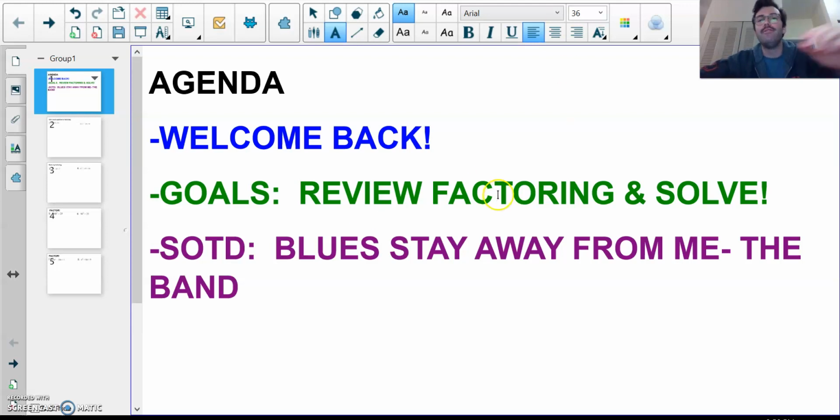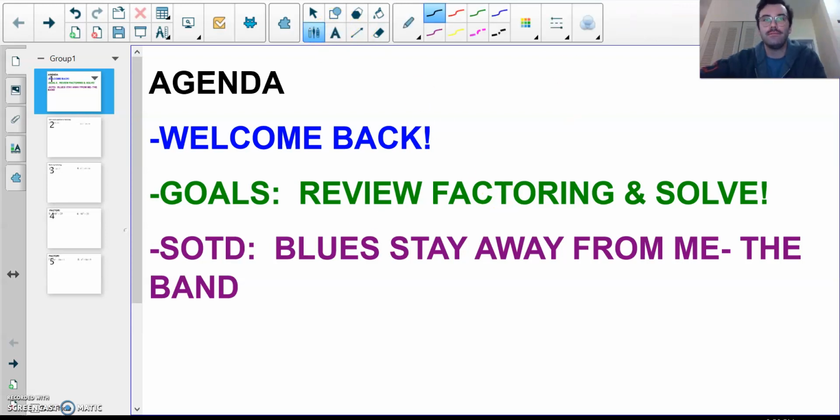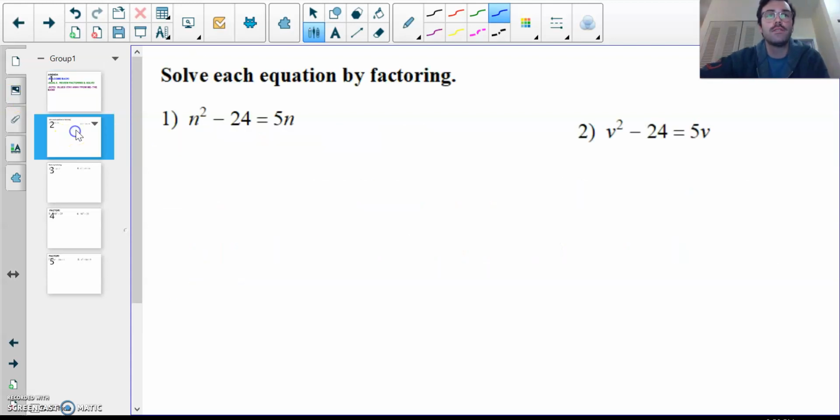Today we're reviewing, factoring, and solving. All right, factor and solve. I got a bunch mixed in here, some factoring and some solving as well. It'll be a little bit of a review, so let's get started.